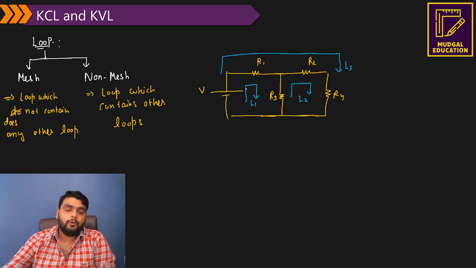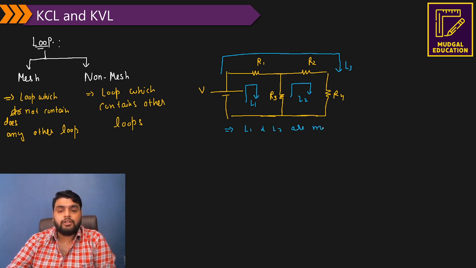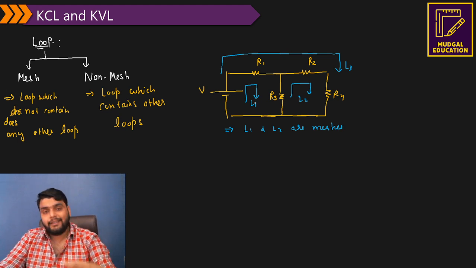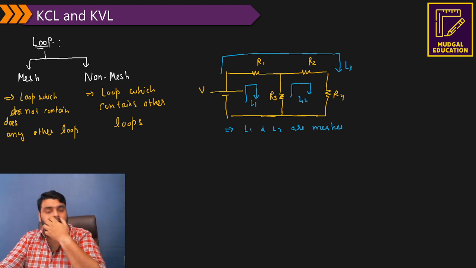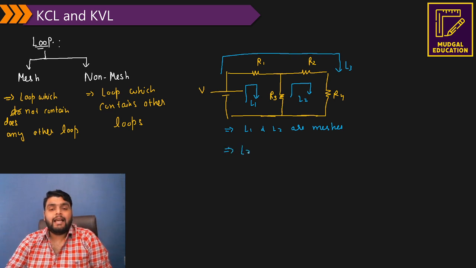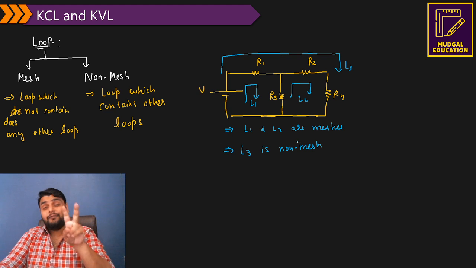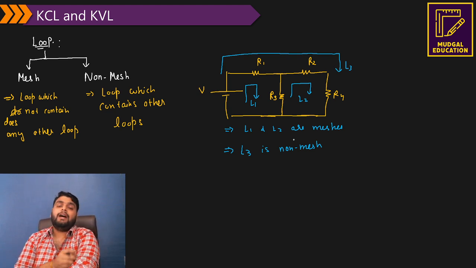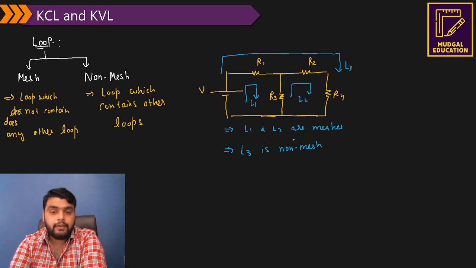But out of these 3 loops, if you see very carefully, L1 and L2 are meshes. Why are these two meshes? Because if you observe carefully, there is no loop inside L1, and there is no loop inside L2. But L3 is non-mesh. Why? Because inside L3 you can have 2 loops, L1 and L2. So L3 is not a mesh. So identification of meshes is very, very important. I hope you understand this concept, right?